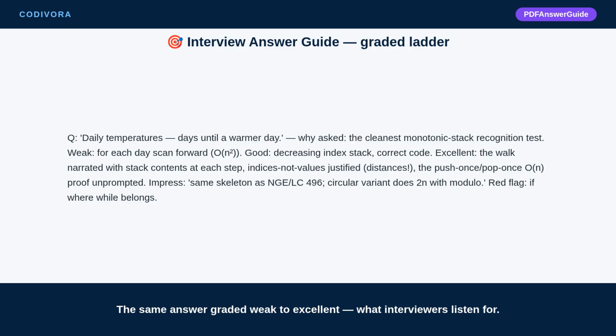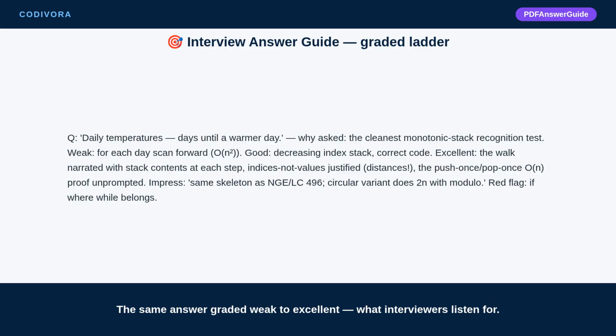Here is how the same answer is graded, from weak to excellent, so you know exactly what an interviewer is listening for. Question: Daily Temperatures, days until a warmer day. Why asked? The cleanest monotonic stack recognition test. Weak: for each day scan forward, O(n²). Good: decreasing index stack, correct code. Excellent: the walk narrated with stack contents at each step, indices not values justified, distances.